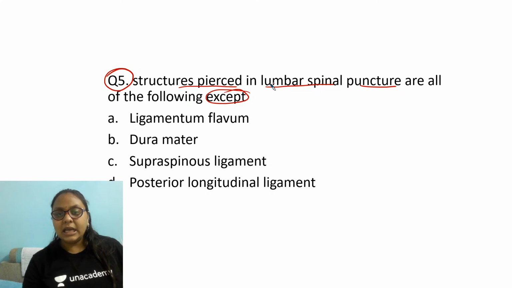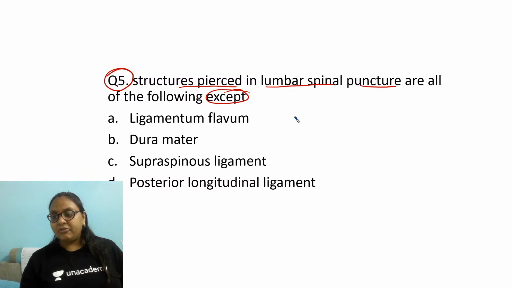The structures which are pierced in lumbar spinal puncture are all of the following except: A. Ligamentum flavum, B. Dura mater, C. Supraspinous ligament, or D. Posterior longitudinal ligament.